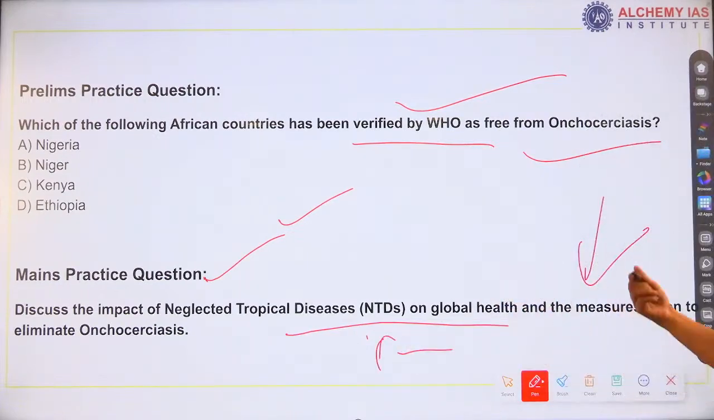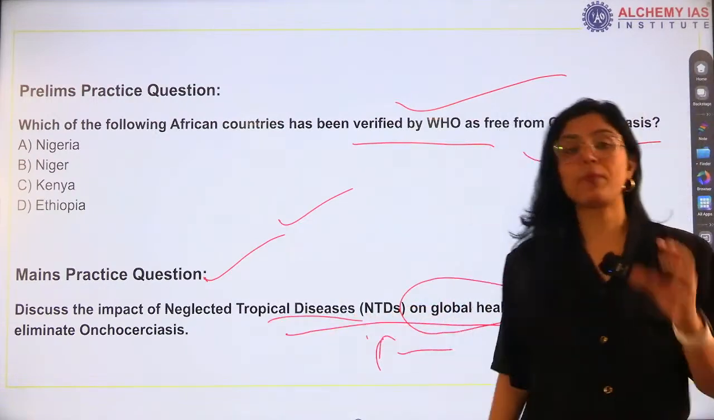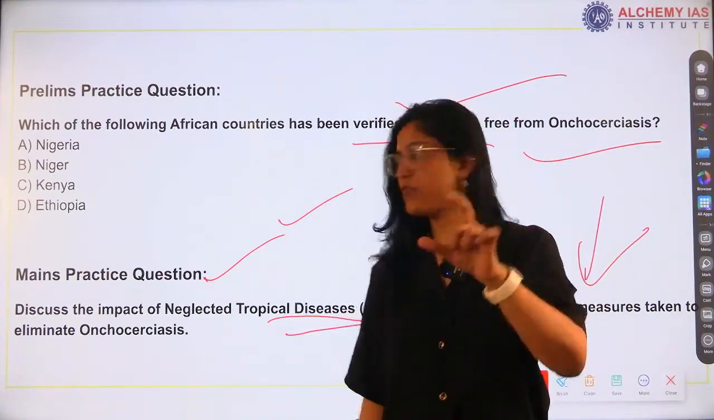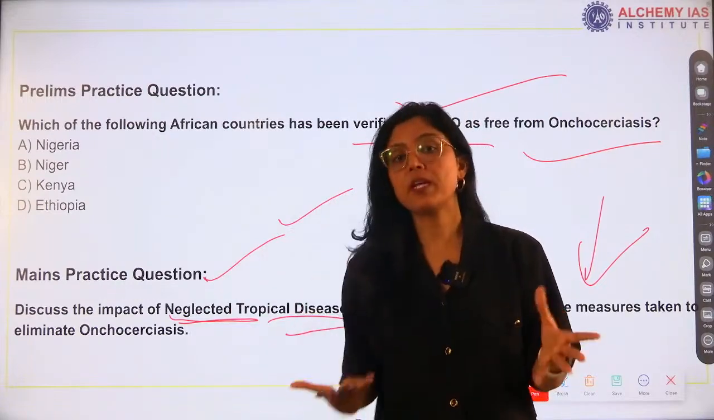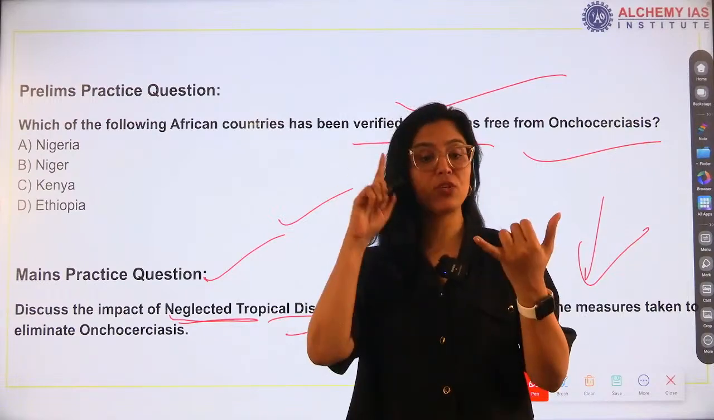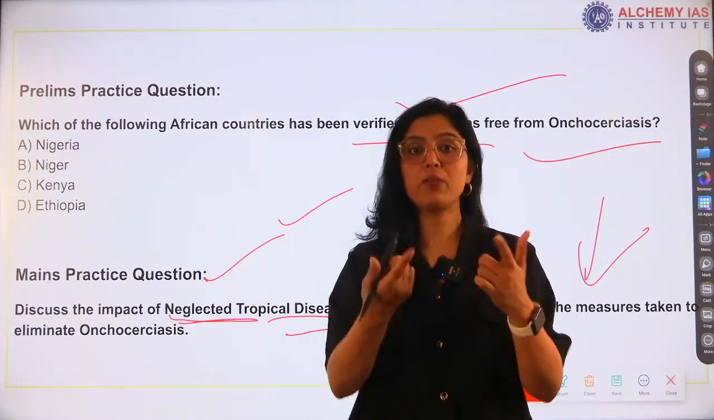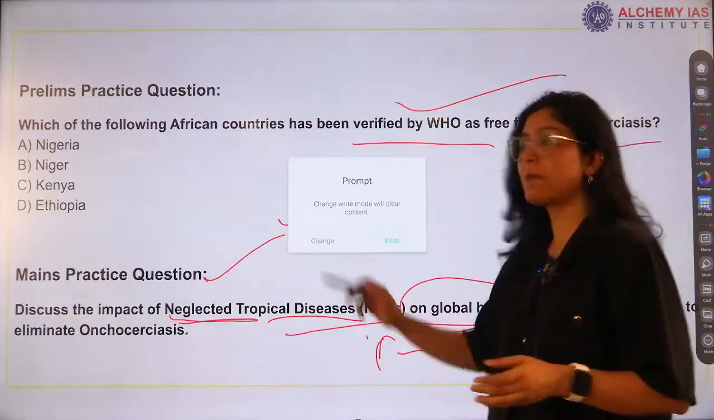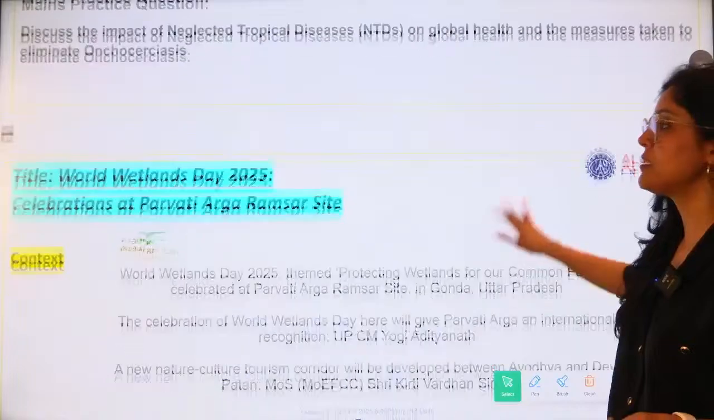So what is the impact of NTD on global health? Very, very important. What this name suggests is that this is neglected. The first word itself suggests that it is neglected and it is found in tropical countries. So there should be awareness about the diseases. There should be proper funding so that it will not be neglected anymore, and focus should be there, resources should be there, because this is affecting low income populations more.